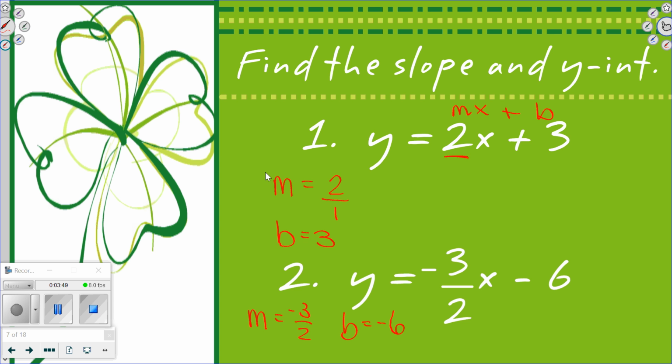So if I'm thinking about graphing on this first one, I would go up 3 on the y-axis, put a point, and then from there I'd go up 2 and over 1. So that's my starting point. Down here, I would go down to negative 6, put a point, and then I would go down 3 and over 2. And we'll get practice. It's okay.